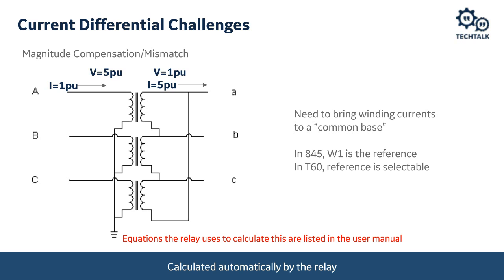In some relays, you need to select which winding you want to use as your base reference winding. For example, that's how it works in our T60 relay. In other relays, like the 845 relay, you don't need to set anything. We automatically use winding 1 as the reference. Unless you're doing manual calculations for test verification purposes, you generally don't need to do anything here except selecting the reference winding if applicable. The relay does the magnitude compensation calculations internally. Again, the applicable relay user manual will have the formulas with examples laid out, so you can go through it in detail if need be.